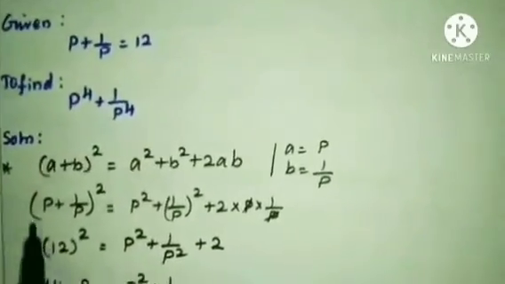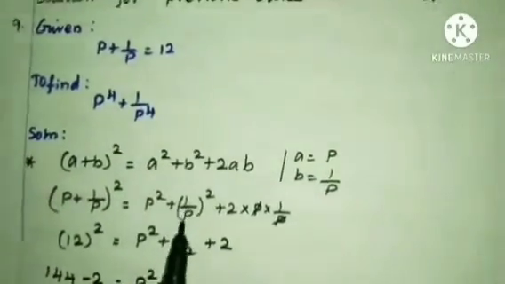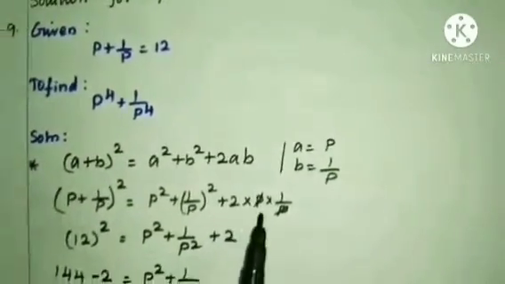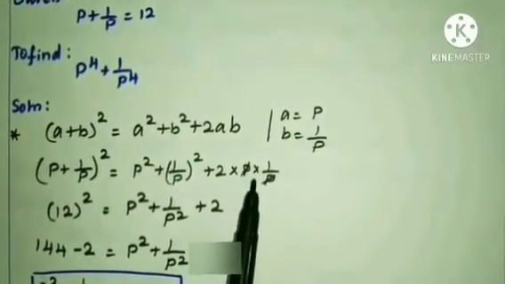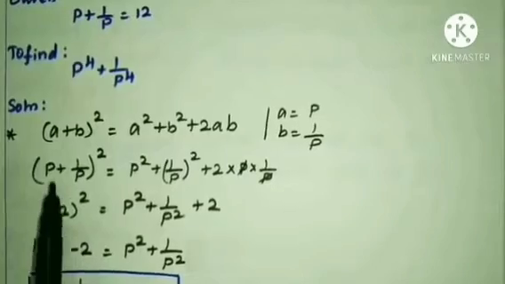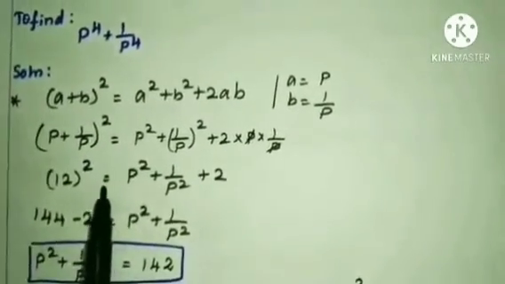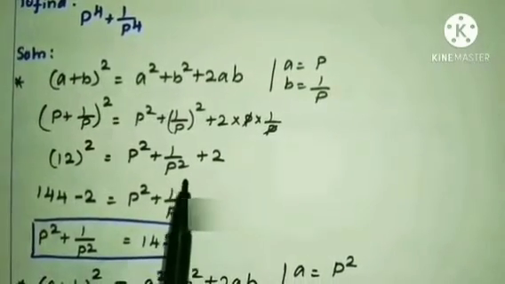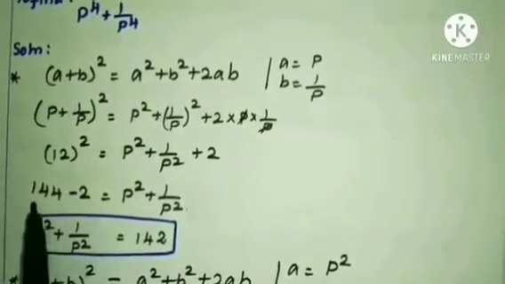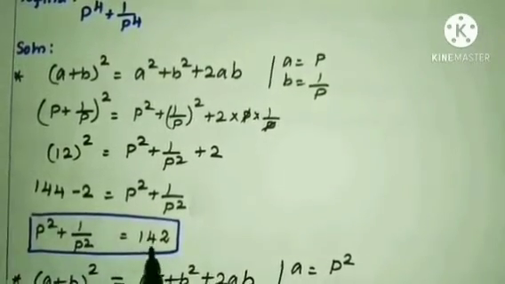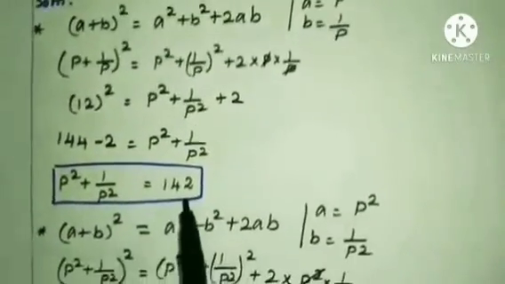We get (p + 1/p)² = p² + (1/p)² + 2 × p × 1/p. Here p is the common value. Then substitute the values: p + 1/p is 12. So 12² = p² + 1/p² + 2. Plus 2 changes to the other side, minus 2. So 144 minus 2 is 142. So p² + 1/p² is 142.